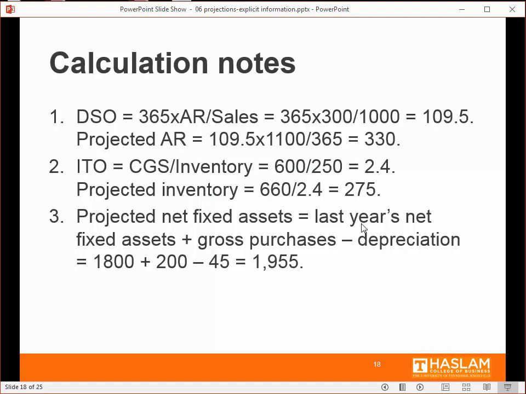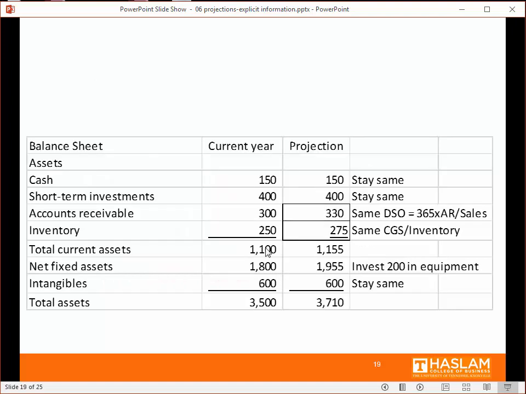Now here's the calculation for net fixed asset that's just a little bit complicated. Projected net fixed assets for this first year of projections will be last year's net fixed assets plus any gross purchases minus any depreciation charge that we've had. Well, we know that we're going to charge $45 off in depreciation. We want $200 worth of gross fixed assets purchased, and so our net fixed assets for our first year of projections will be net fixed assets for the most recent year plus 200 minus 45, or 1955.